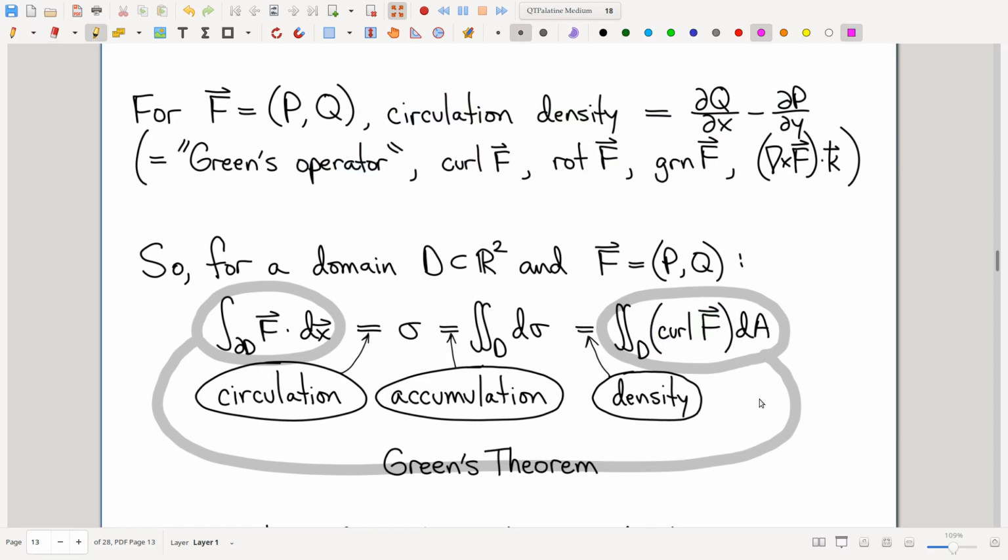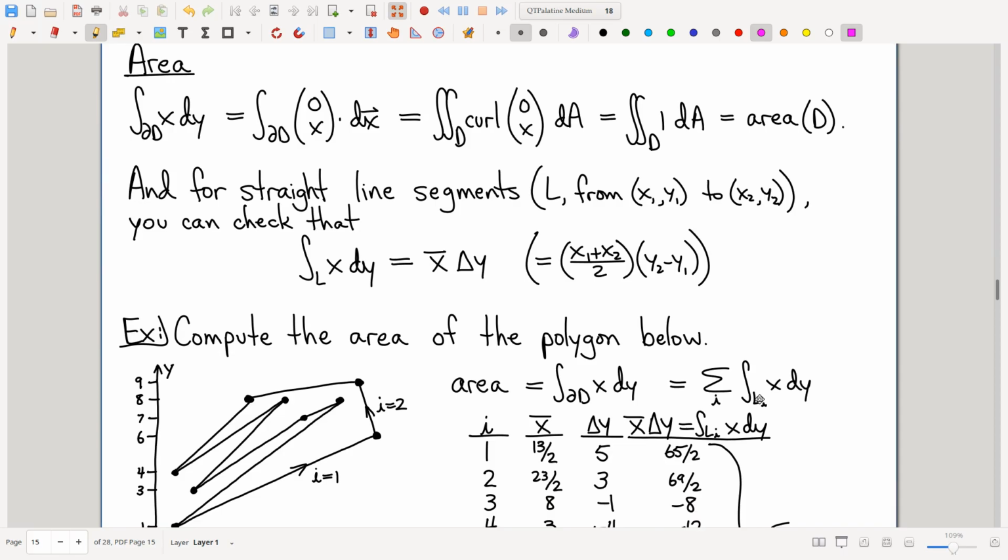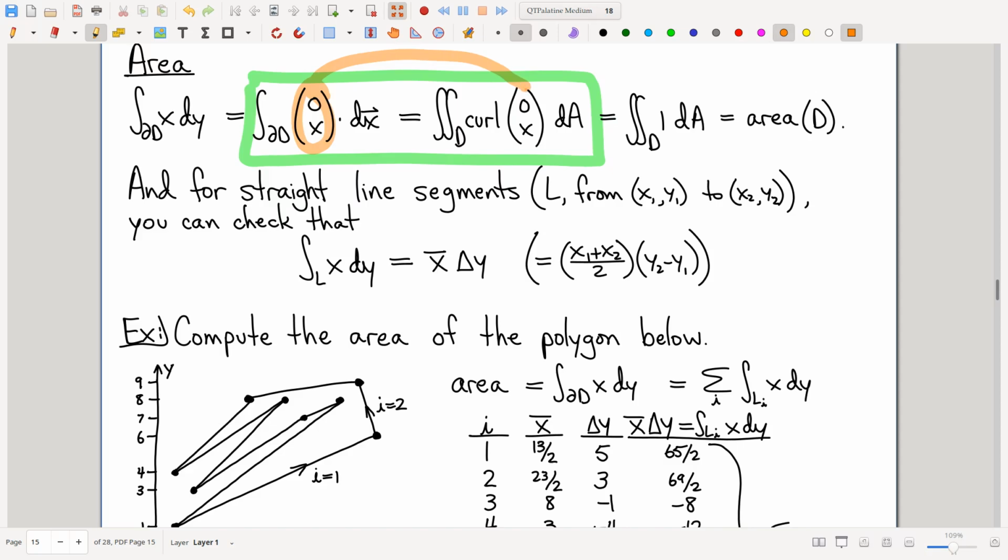Okay, so we did a bunch of examples. On to a new application. This is a very clever idea. It has narrow application, but if you find yourself in this circumstance, it's really cool. What you're going to notice right here is that this is just Green's theorem. We have a boundary circulation on the left and a double integral of curl on the right. It's just that Green's theorem has been applied to this specific vector field, 0, x.